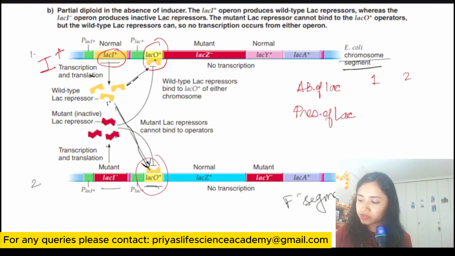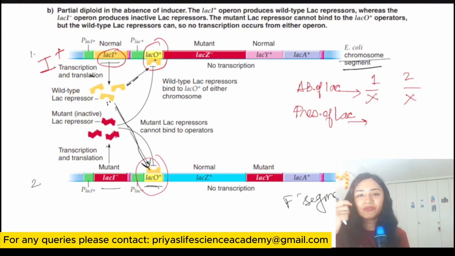What will happen, dear students? In the absence of lactose, the active repressors are made and they can bind to both operators. If operators are blocked, there is no point of turning on the Lac operon. The Lac operon is turned off in both chromosomes in the absence of lactose. But what will happen in the presence of lactose? I think you can relate. If lactose is present, then the lactose can bind with the repressor and block the repressor, then the operator will be free and transcription will be turned on. So for both chromosomes, transcription will be turned on only in the presence of lactose.